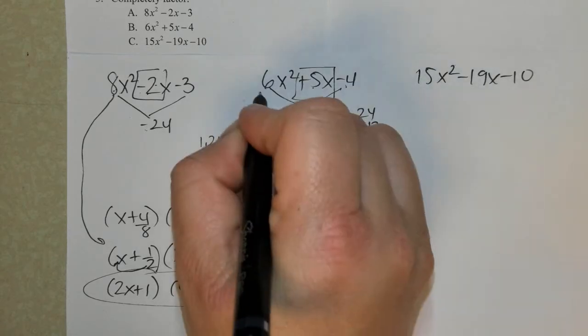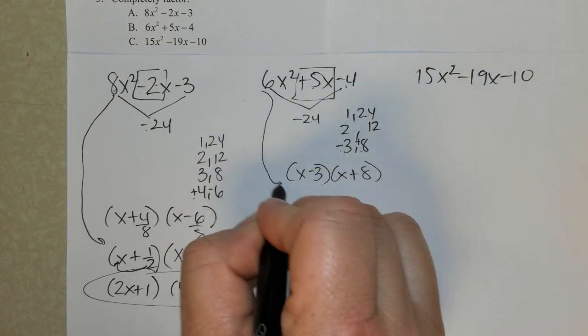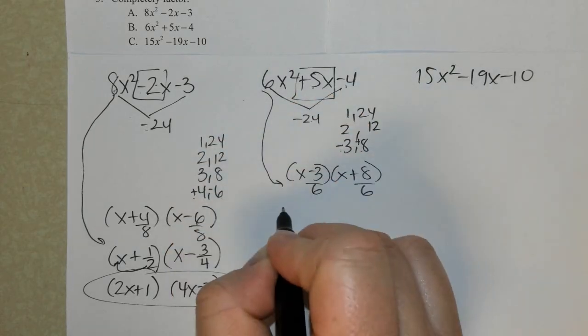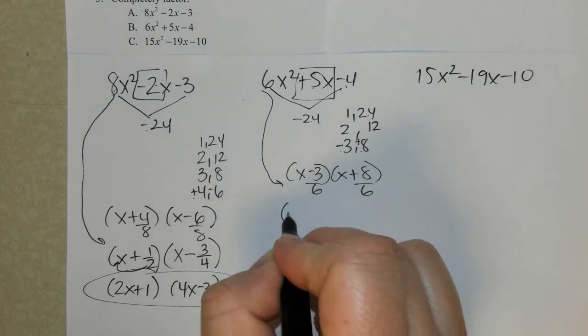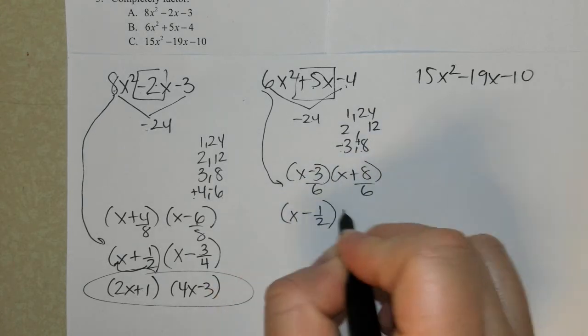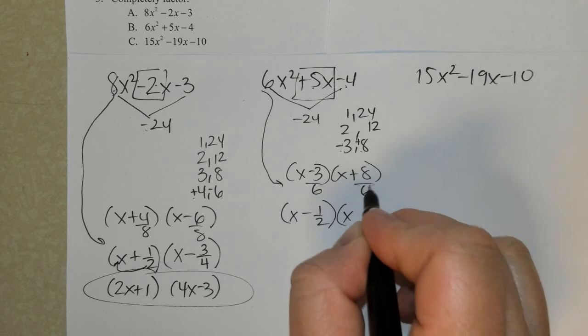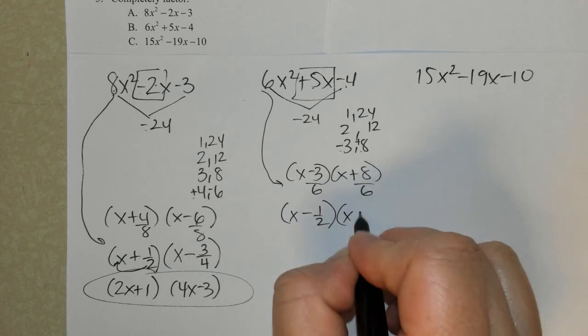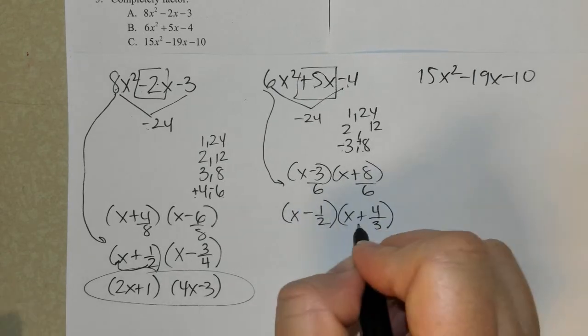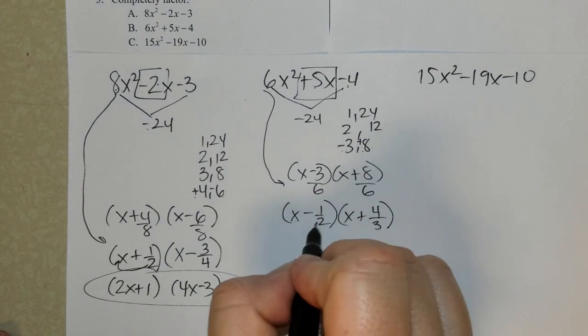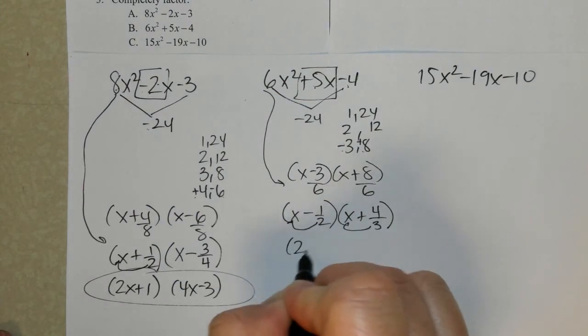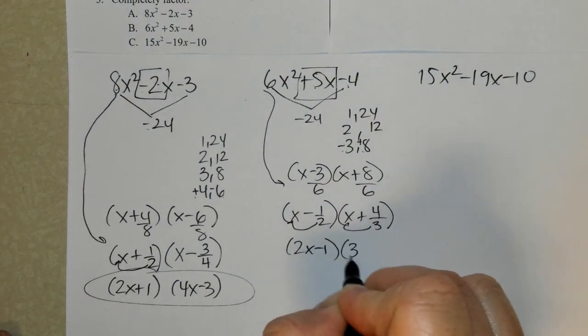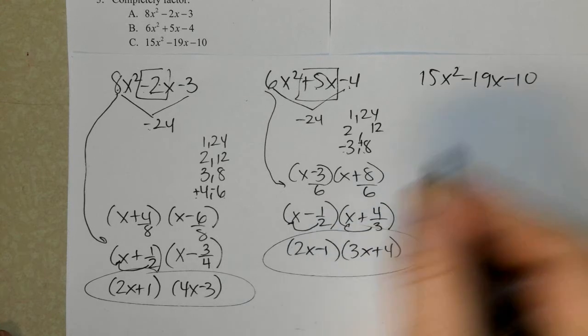x plus 8. Again, since the leading coefficient is different than 6, I put it on the bottom, and now I have to reduce. So 3 divided by 6 is 1/2, and they're both even, so I'm going to divide by 2 to get 4, and divide 2 to get 3. Once you reduced, if you still have a fraction, the bottom number kicks up. 2x minus 1 and 3x plus 4.